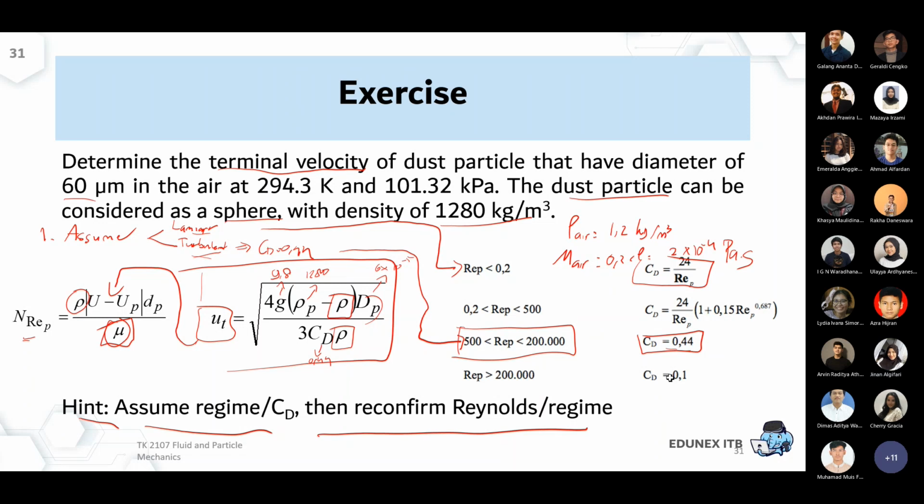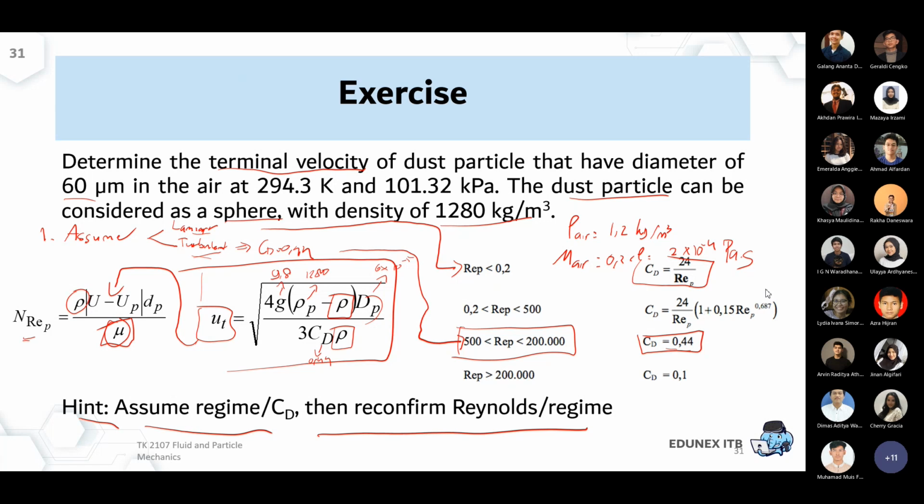And what do you think about those assumptions? Do you get the Reynolds particle number in the same region as your initial assumption? No, sir, because it's not between 500 and 200,000. Okay, yeah, the answer is actually correct. If you start by assuming turbulent, you will get a terminal velocity around 1.39 meter per second and a Reynolds particle number roughly 0.5, and that's not in the turbulent regime.